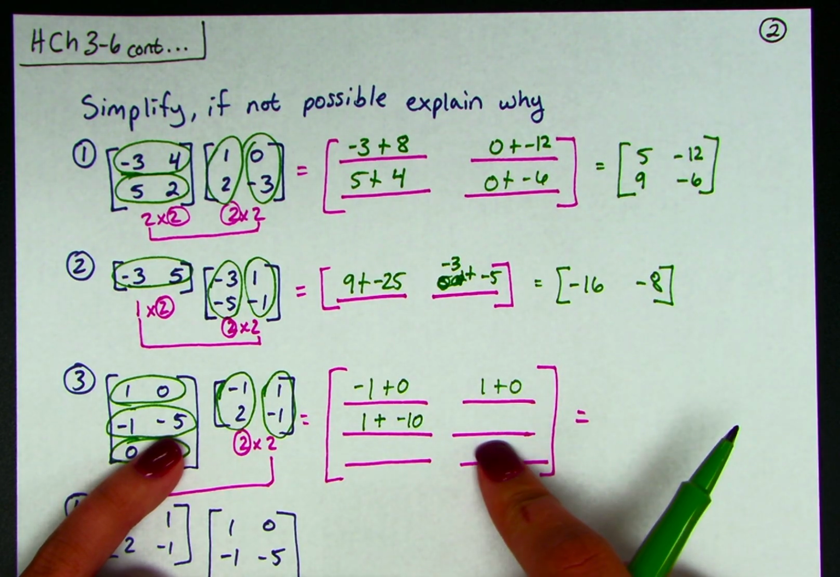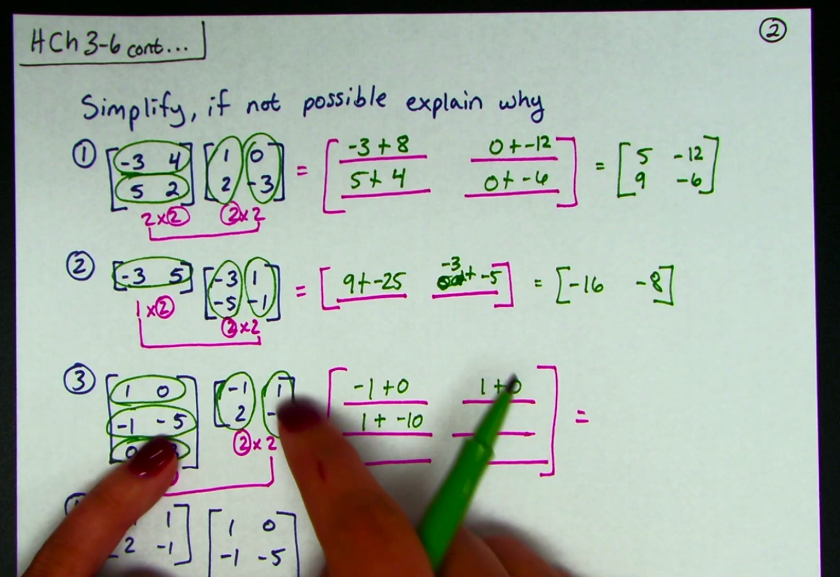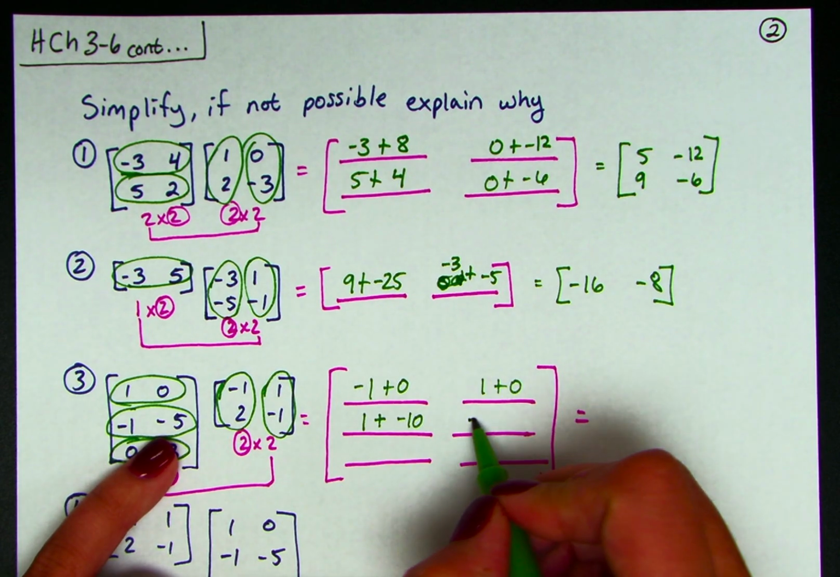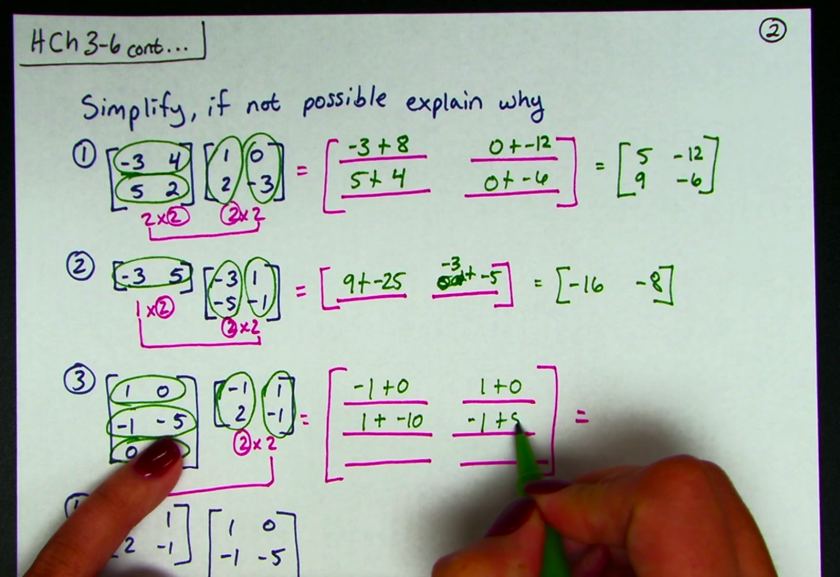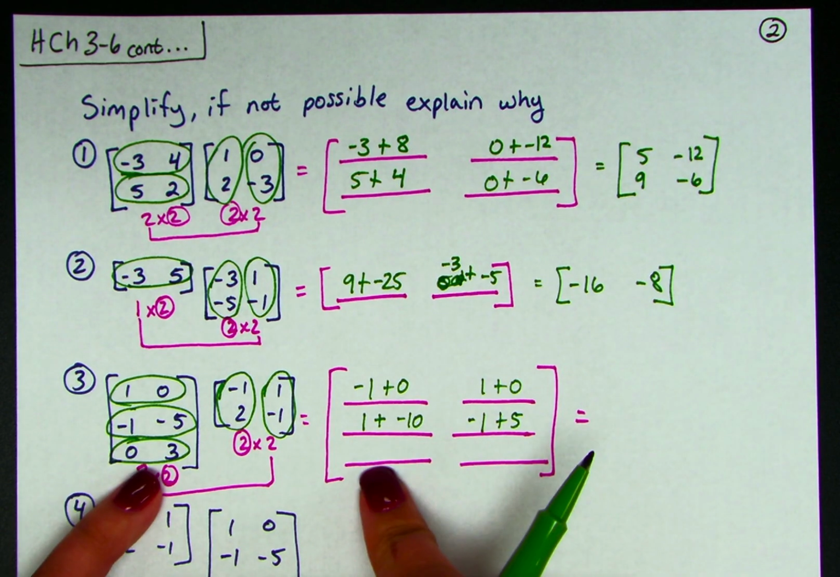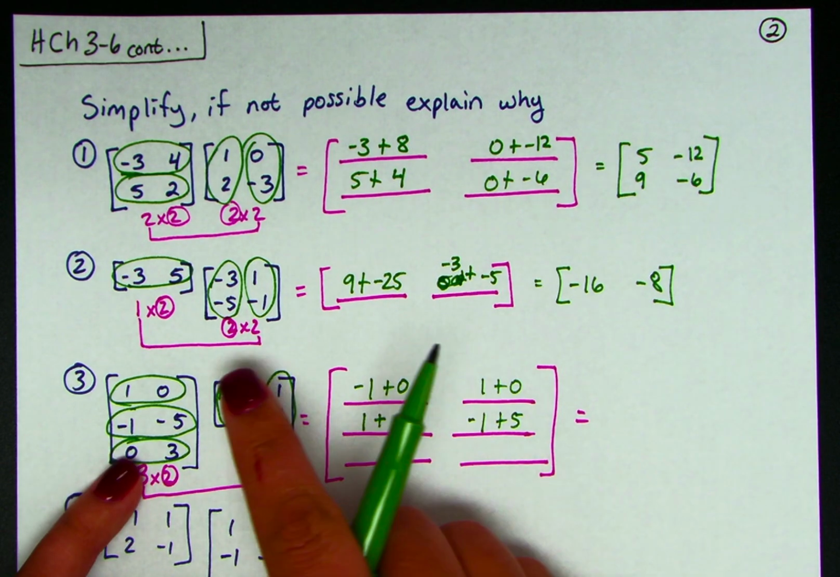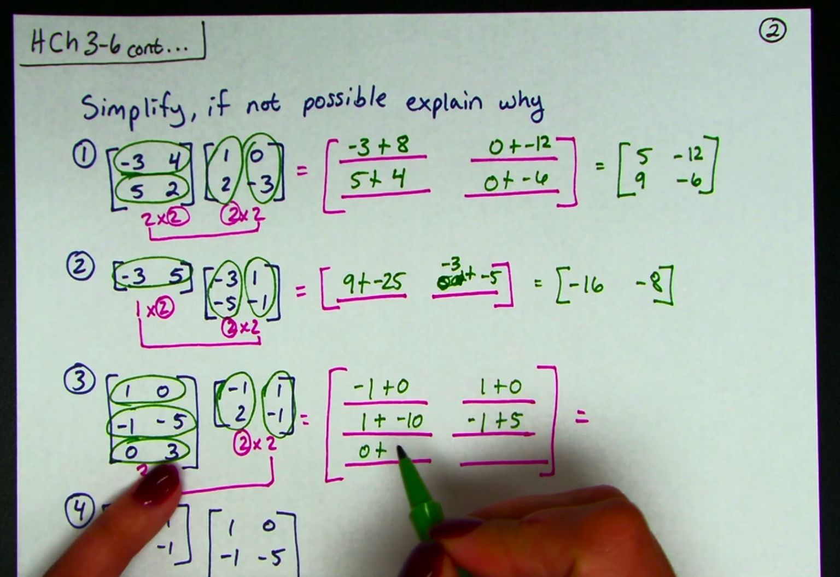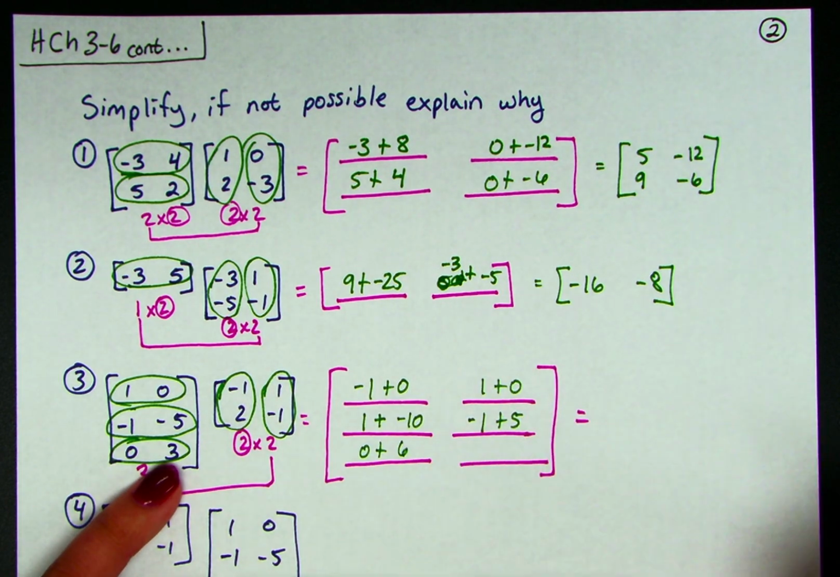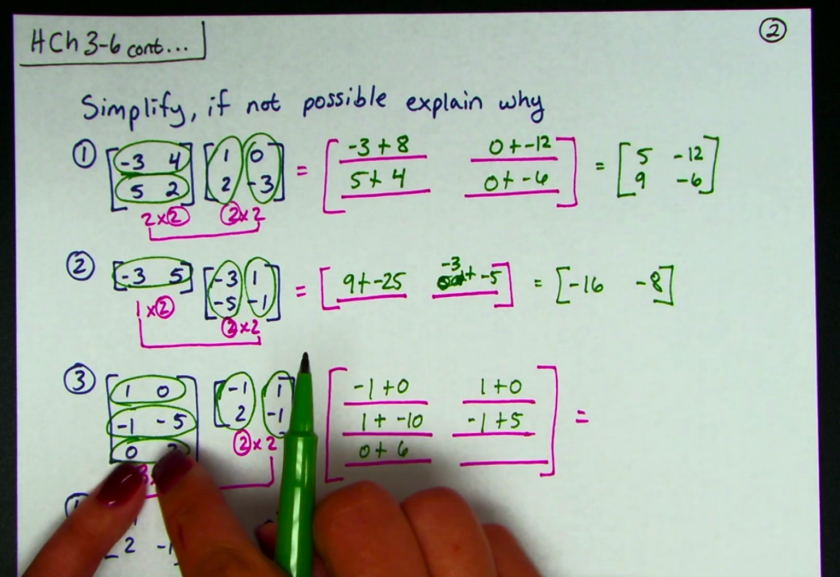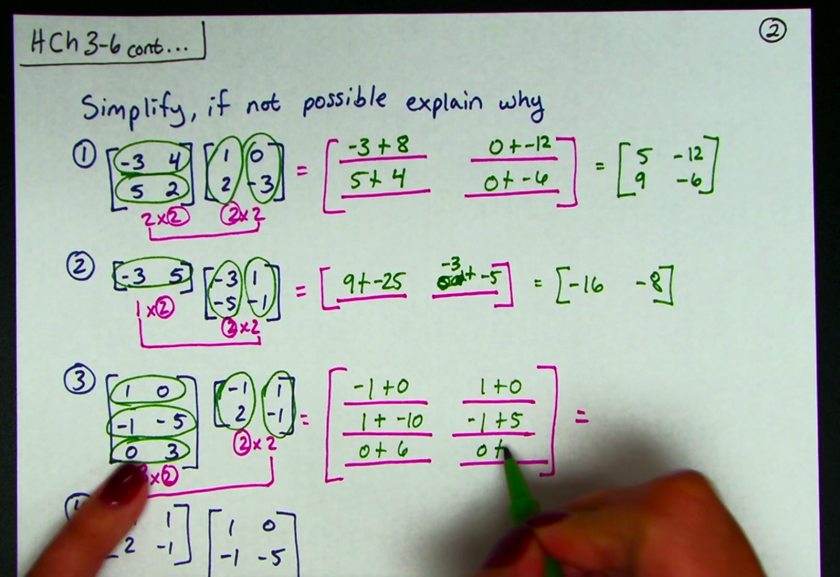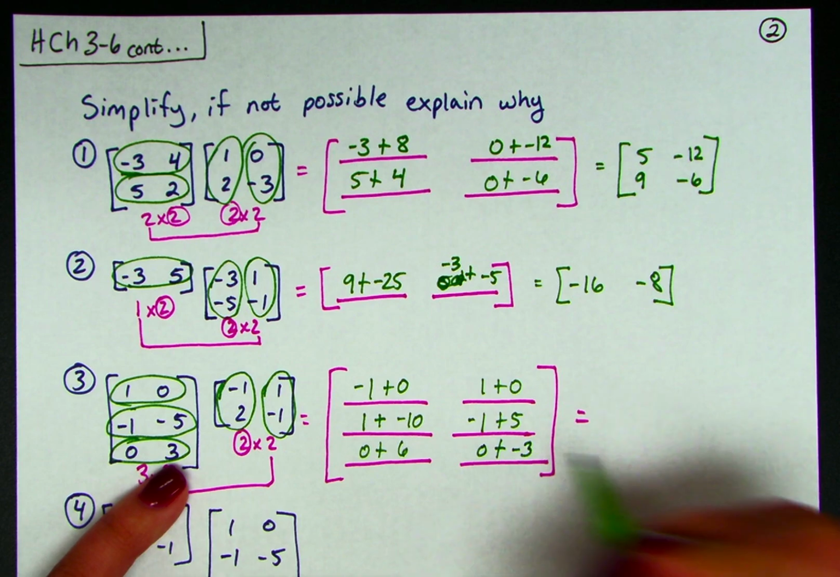And then second row, second column. So again, second row, second column. So that will give me -1 plus 5. And then moving down to my third row. So 0 times -1 is 0. 3 times 2 is 6. And 0 times 1 is 0. 3 times -1 is -3.